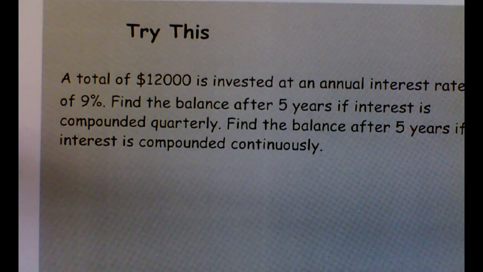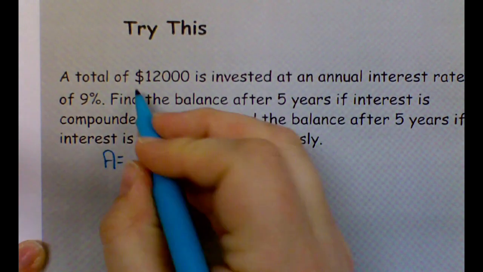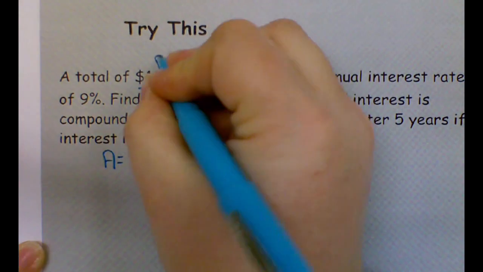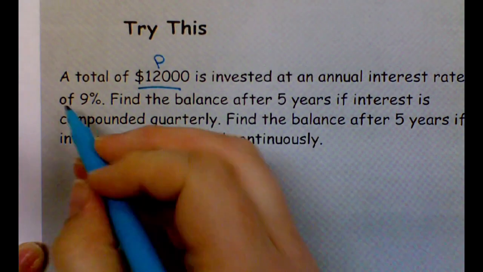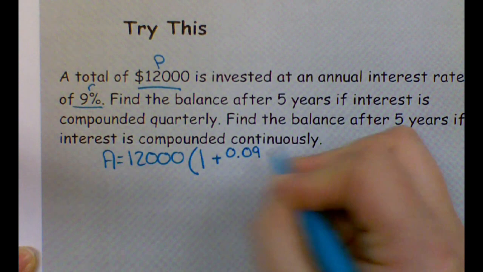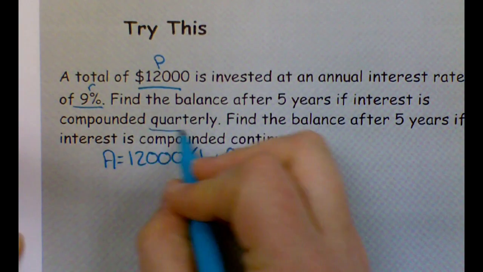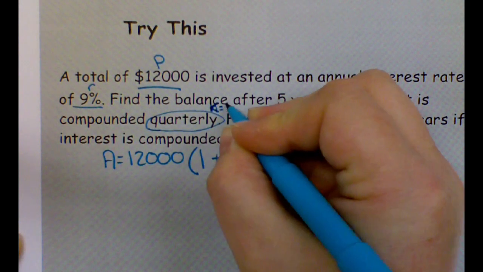So let's try this. A total of $12,000 is invested at an annual interest rate of 9%. Find the balance after 5 years if interest is compounded quarterly. Find the balance after 5 years if it's compounded continuously. 2 problems here. Let's start with quarterly. For quarterly, our new amount will be our principal, which is $12,000, times 1 plus our rate. Our rate is 9%, which means it's 0.09. Quarterly means that our K equals 4.